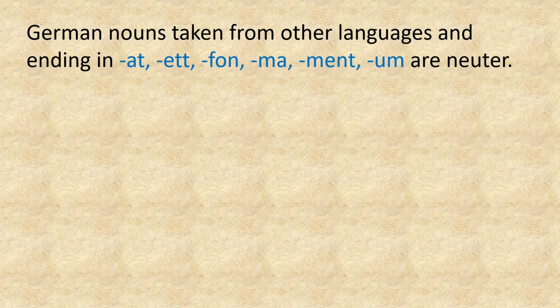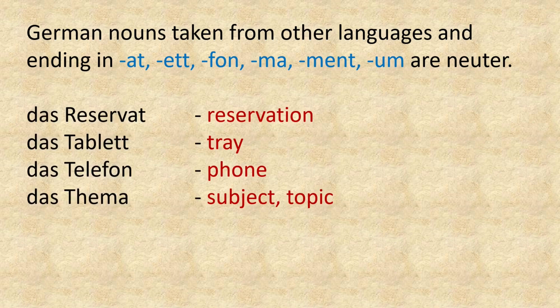German nouns taken from other languages and ending in at, et, on, ma, ment, are also neuter. For example, das Reservat, reservation; das Tablett, tray; das Telefon, phone; das Thema, subject or topic.